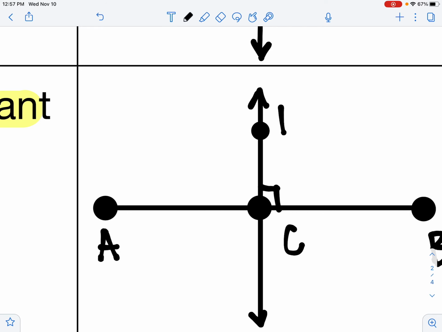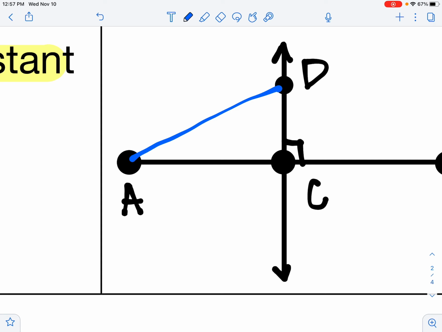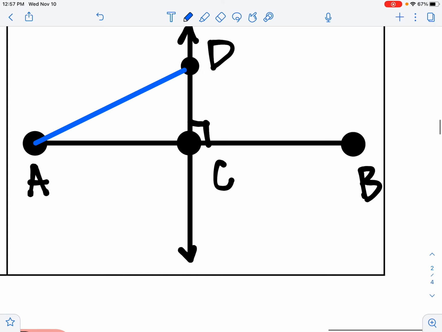So then it says that the point is equidistant to the endpoints. So if I drew the segments connecting D with the endpoint of A and D with the endpoint of B, then those two segments have to be congruent.